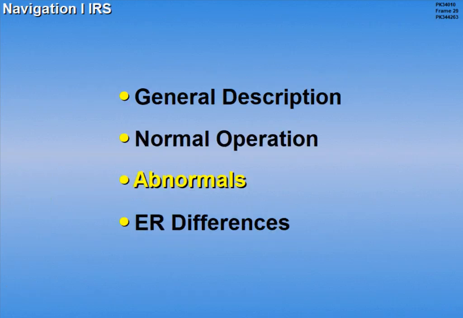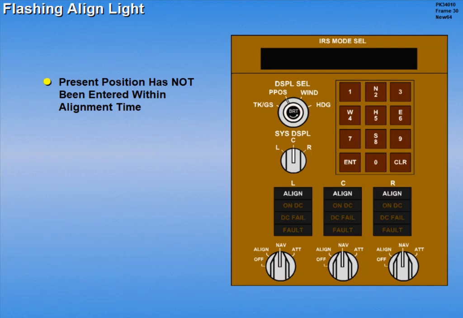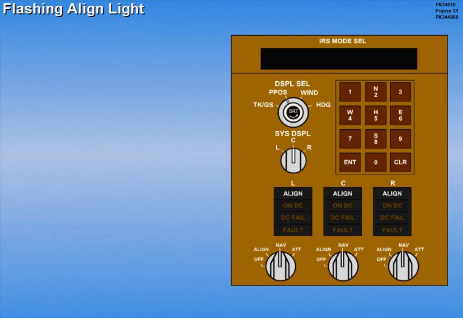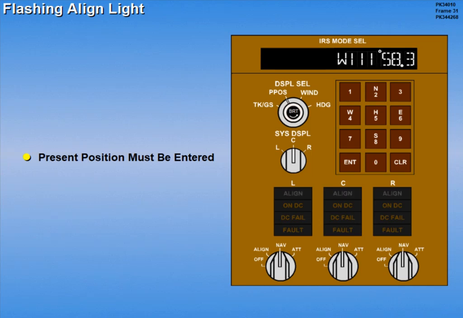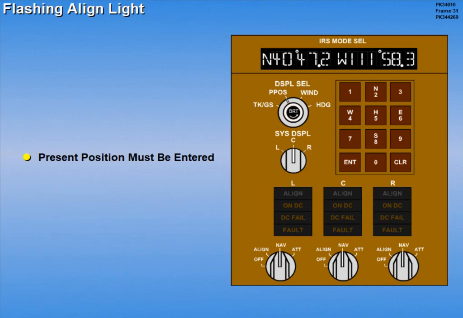Let's now look at some IRS abnormals. A flashing align light indicates one of the following conditions. Present position has not been entered within the alignment time. The system detected an error in the entered position. Or the system sensed airplane movement while the align light was illuminated. In all cases where an align light is flashing, present position must be entered to restore normal operation. Normal operation is indicated by the align light extinguishing.